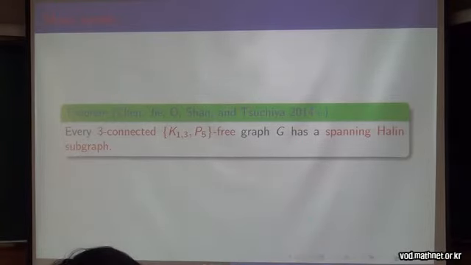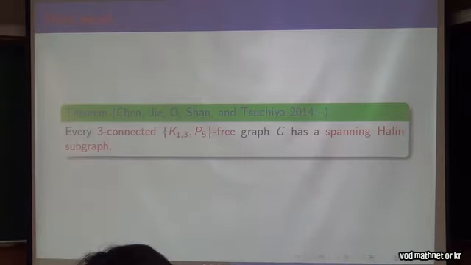So what does this mean? Forbidden pair means that the graph can't have these as a subgraph. This has no induced subgraph. This has no K_{1,3} and no P_5 as an induced subgraph. Yes, induced subgraph.